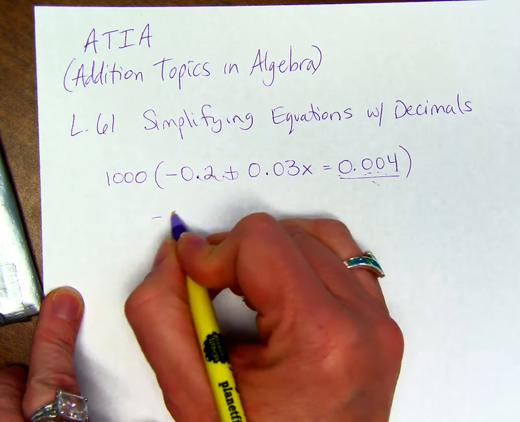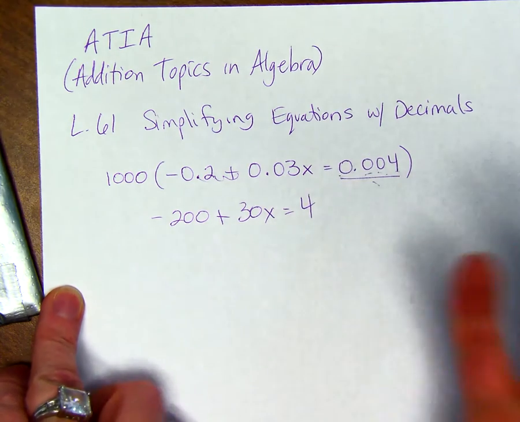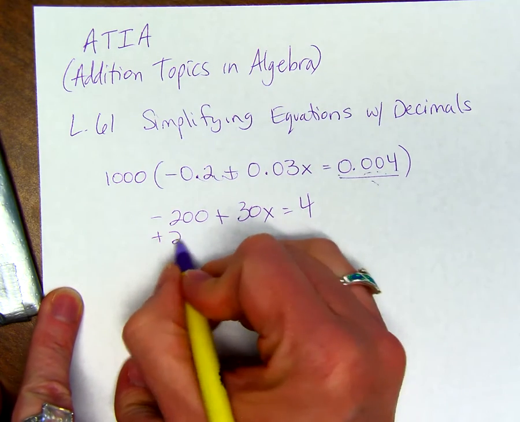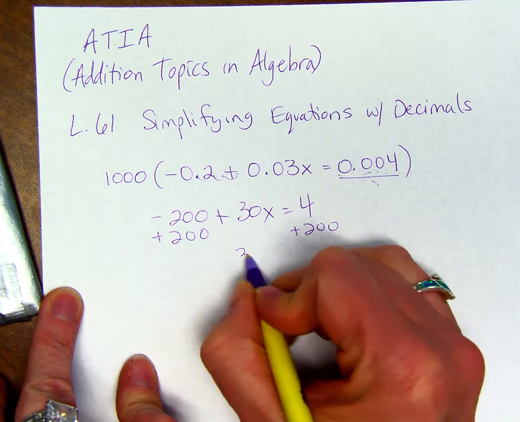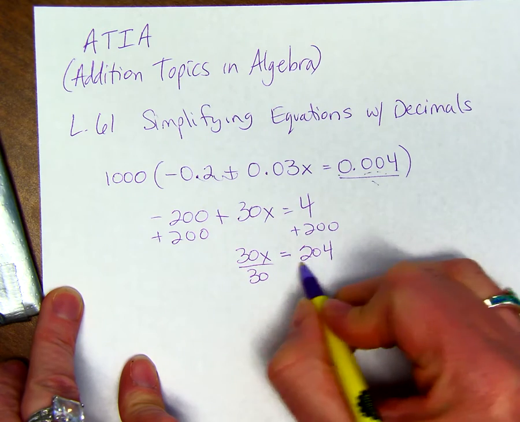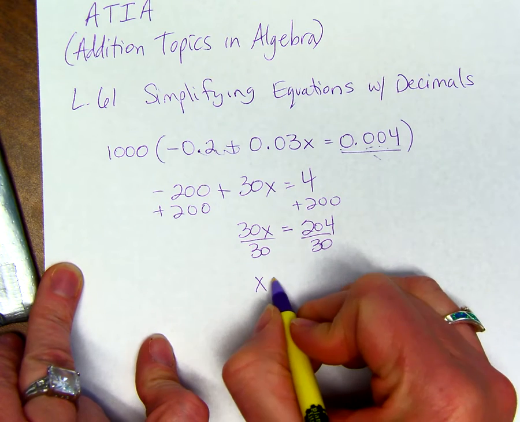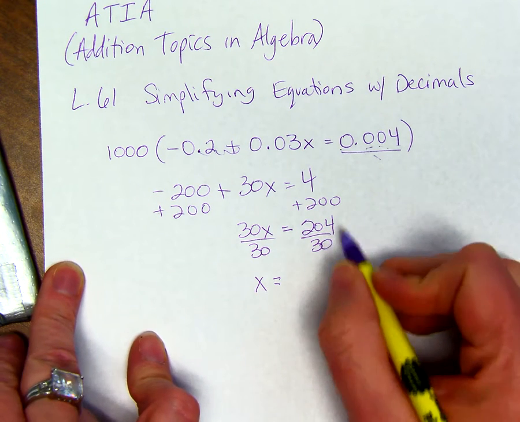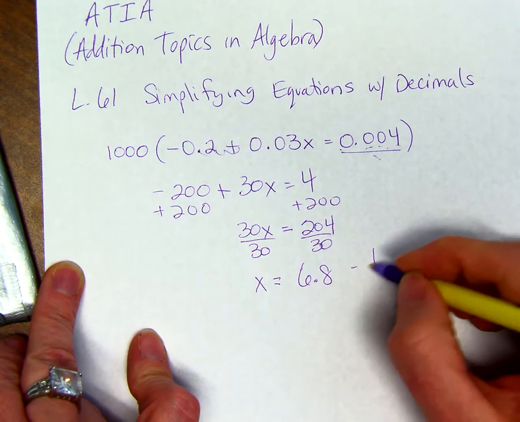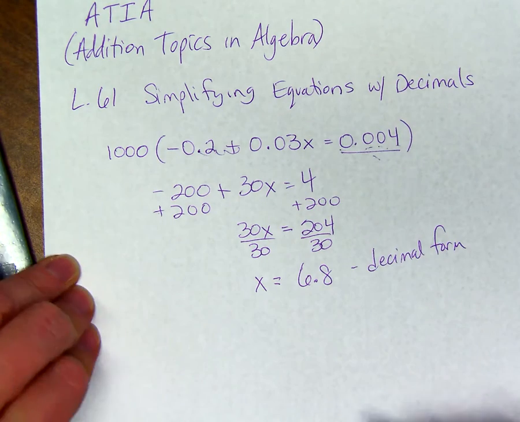2, 3, so we have negative 200 plus 30x equals 4. Then we can solve it just like we do regular equations using inverse operations. So we're going to add 200. We got 30x equals 204. Then we're going to divide by 30. So x equals, now you're allowed to use your calculator, so you do 204 divided by 30, and you get 6.8. We leave it in decimal form because our problem started out as decimals.